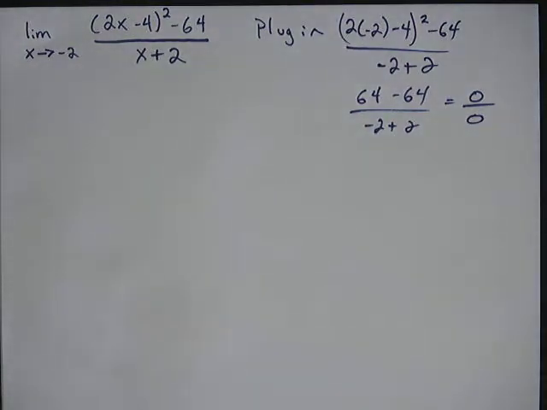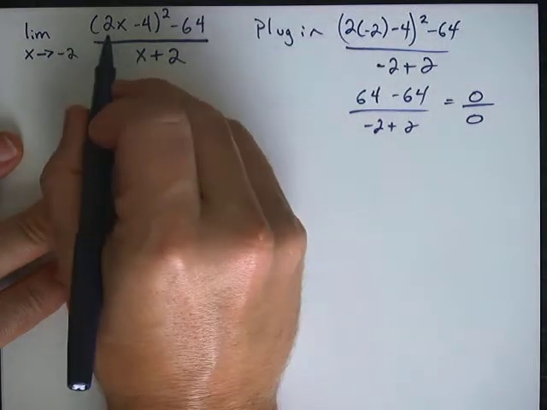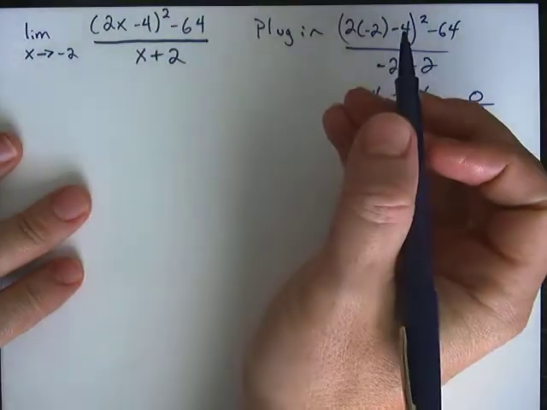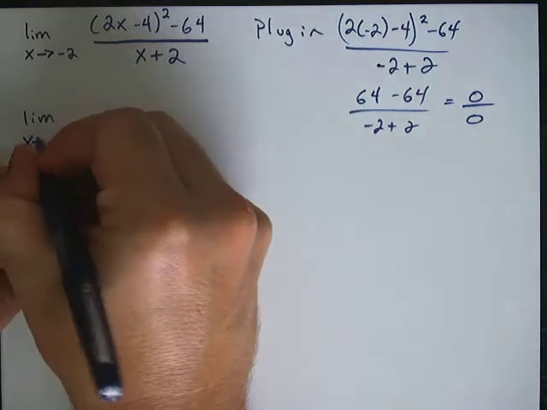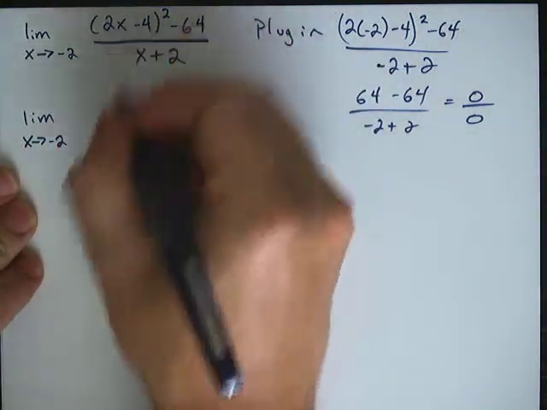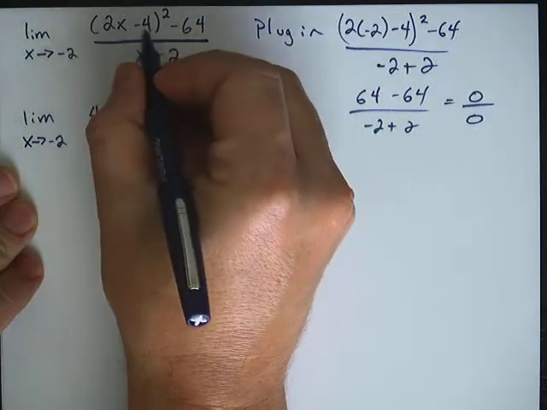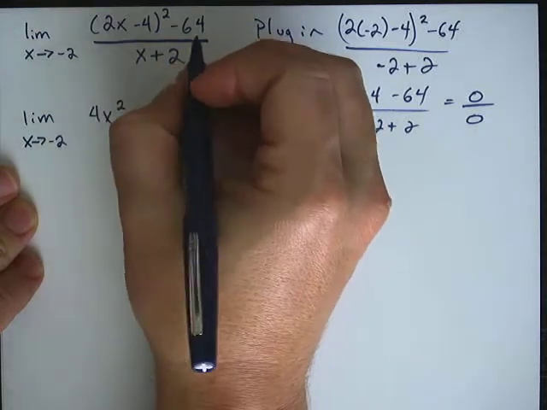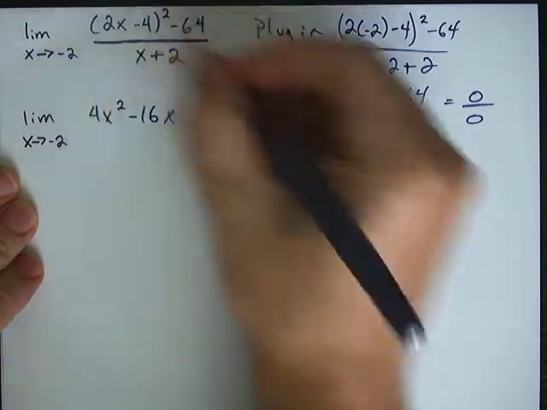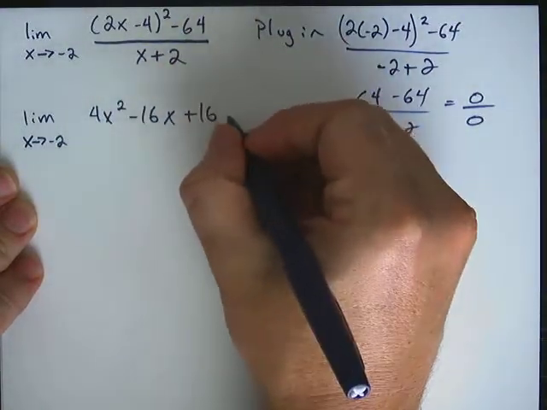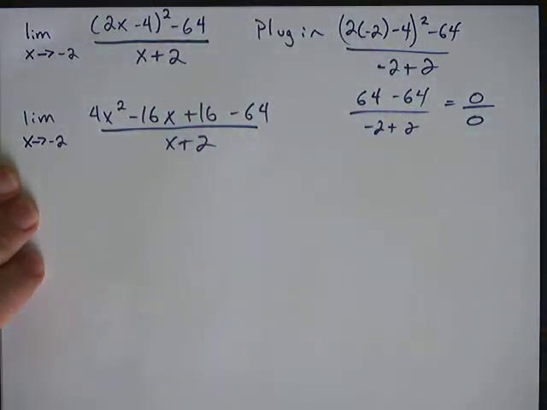So what we're going to need to do is try to reduce this to see if anything can reduce. To do that, we need to first expand the numerator and then see what happens. Maybe we can factor. So let's rewrite this, and we'll expand this out. So that will be 2x times 2x is 4x squared. 2x times negative 4 is negative 8x, and then do it again, that's another negative 8x, so that middle term will be negative 16x, and then negative 4 times negative 4 is plus 16, minus 64 all over x plus 2.